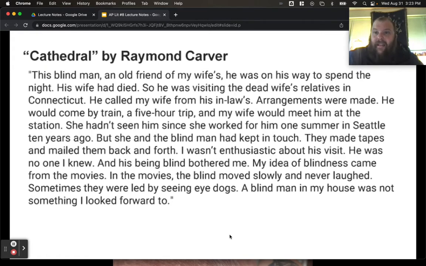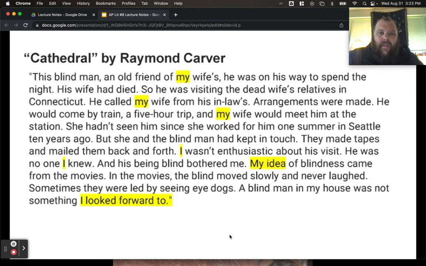Okay. So let's start here. How do we know that's first person? Well, the language used is words like "my" several times, "I" a few times, "my idea," "I looked forward to." So this narrator in this story is very much a part of the action.